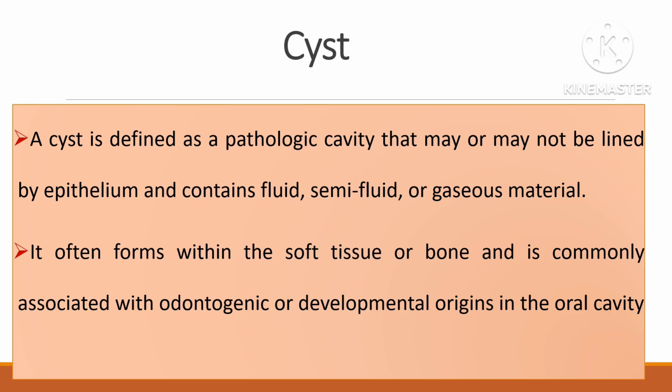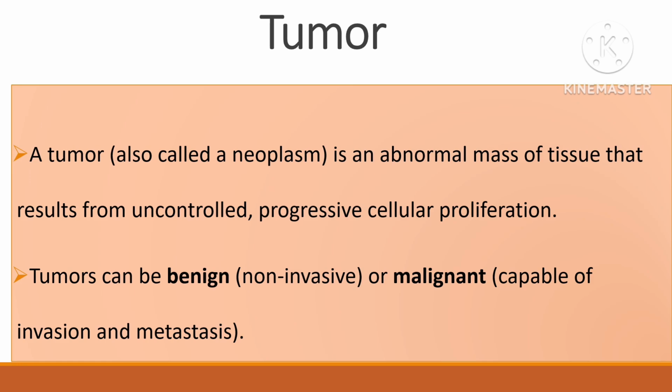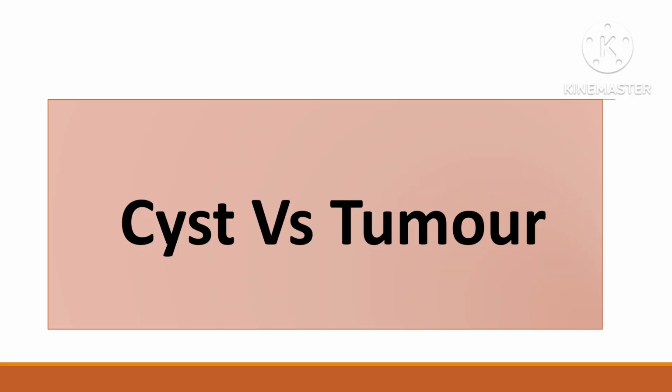On the other hand, a tumor, also called a neoplasm, is an abnormal mass of tissue that results from uncontrolled progressive cellular proliferation. Tumors can be benign, which are non-invasive, and when they become invasive or metastasize, they are termed malignant. So these definitions provide a clear basis for understanding the fundamental differences between cyst and tumor.